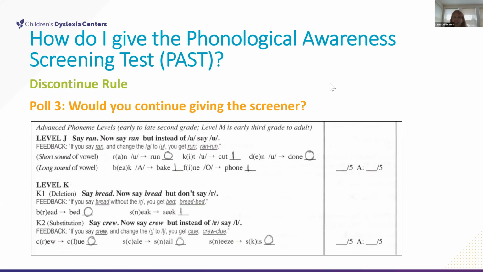If you forget the discontinue rule or the routing procedures, that's why I made the quick guide to help you out. So you always have that to refer to, in front of you. I use it when I'm giving the test. So if I get to a certain point and the child's making errors, I can check and make sure, should I be continuing? Should I stop? It's just a way to help you as you're assessing the child.